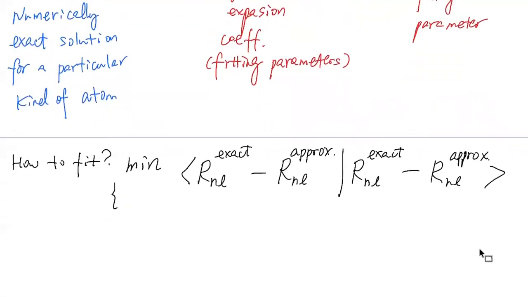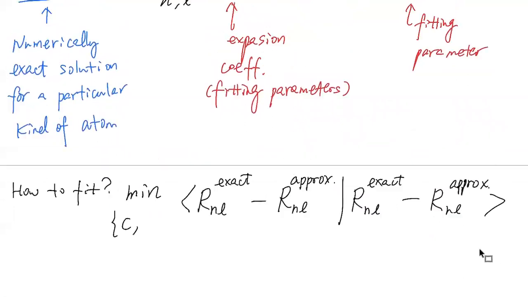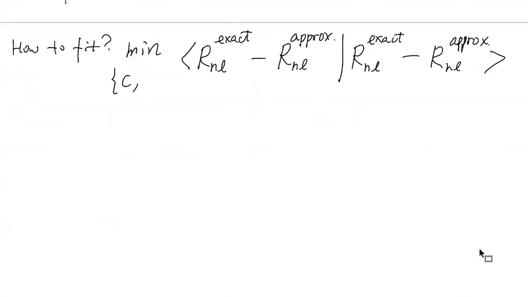Well, you have C, a set of C parameters. You have a set of lambda parameters, right? So you're just changing the value of C, you're changing the value of lambda. Then you just see, okay, which set of parameters gives you the lowest value for this inner product, which means which set of parameters gives you the closest result to the actual exact solution, right? That is the fitting procedure.